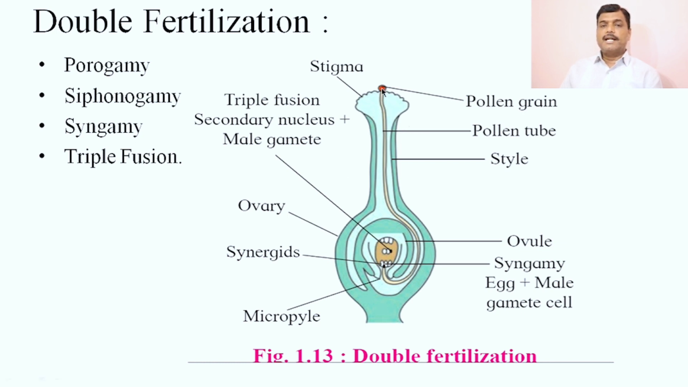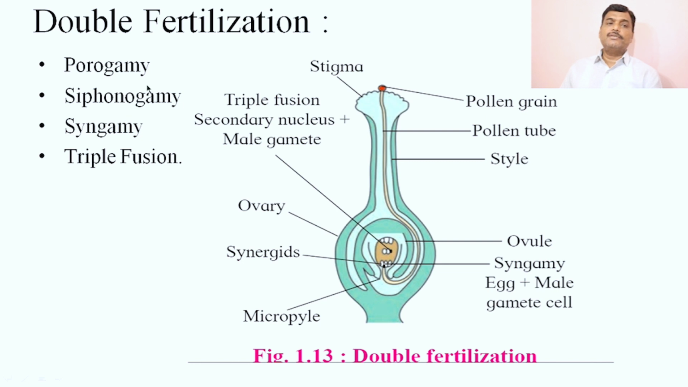When the pollen grains are deposited onto the stigma, they start to germinate. That is, the pollen tube from the stigma passes through the style, reaches the ovule, and enters inside the ovule through the micropyle. That is known as porogamy.